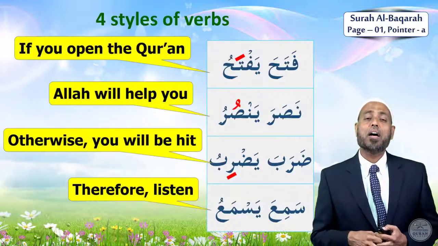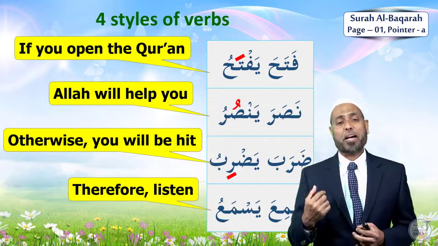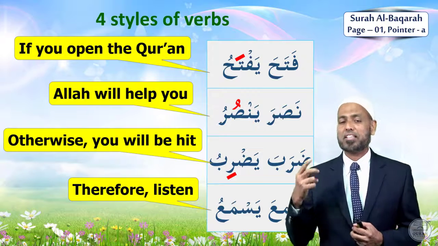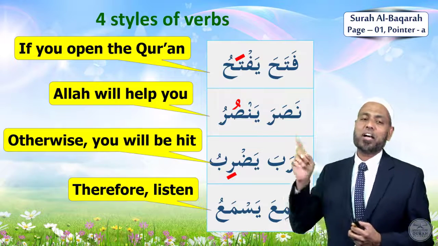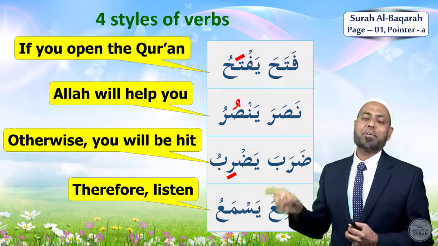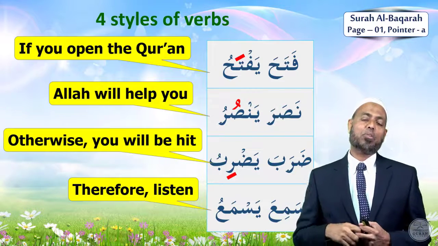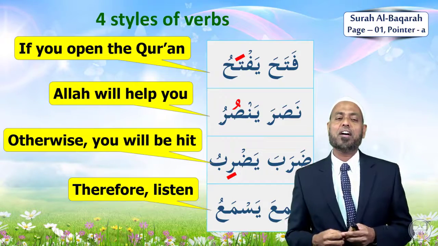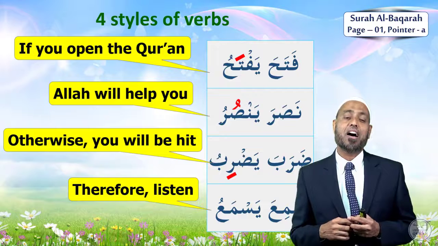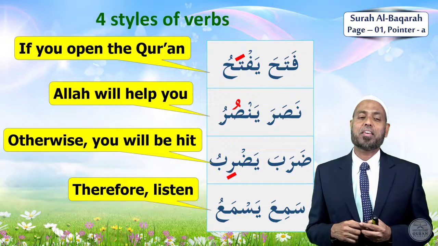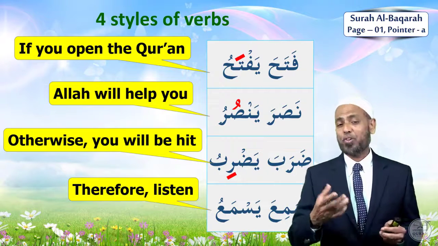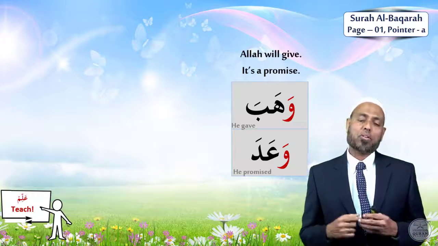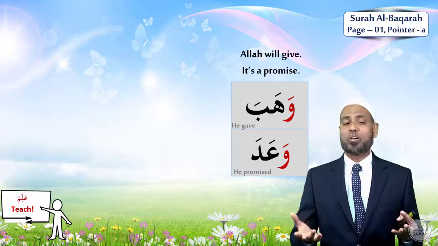Remember, in the last course, we have learned 4 styles of verbs: fataha, nasara, daraba, sami'a, or fataha yaftahu, nasara yansuru, daraba yadribu, sami'a yasma'u. And how did we remember them? We said if you open the Quran, fataha, Allah will help you. Nasara, otherwise you will be hit. Daraba, therefore listen. Sami'a. I hope you remember them. We will continue this.